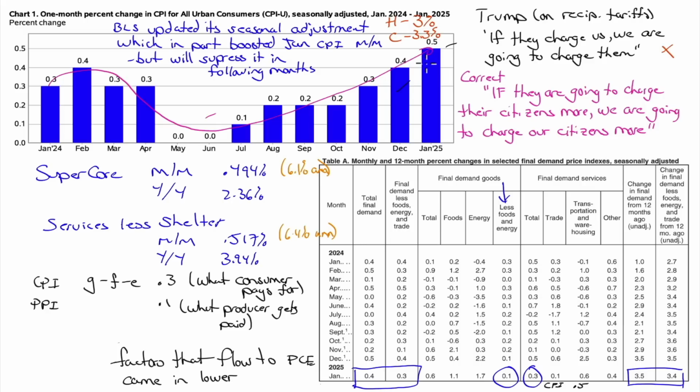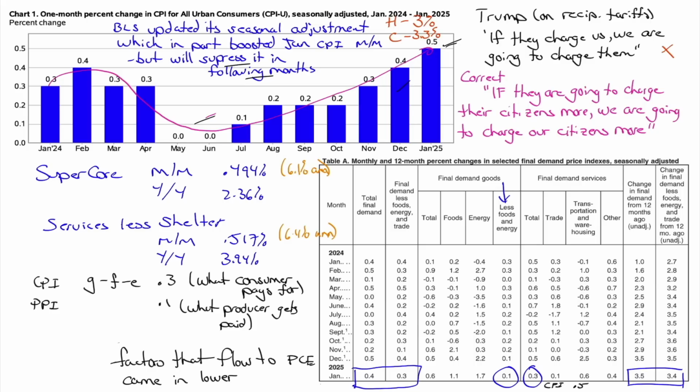The December sitting over here. So it overstates. It tends to overstate the CPI index at the beginning of the year, but it suppresses it in the following months like this. And I will show you on an Excel spreadsheet how it would tend to do that.